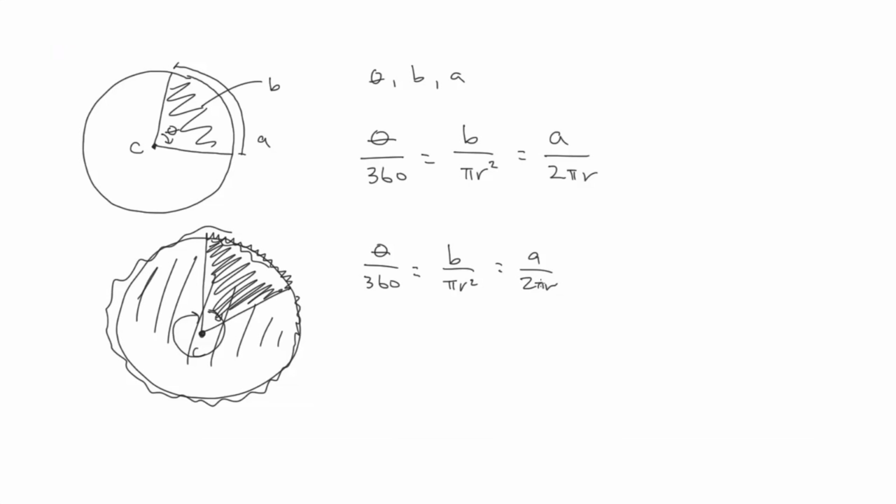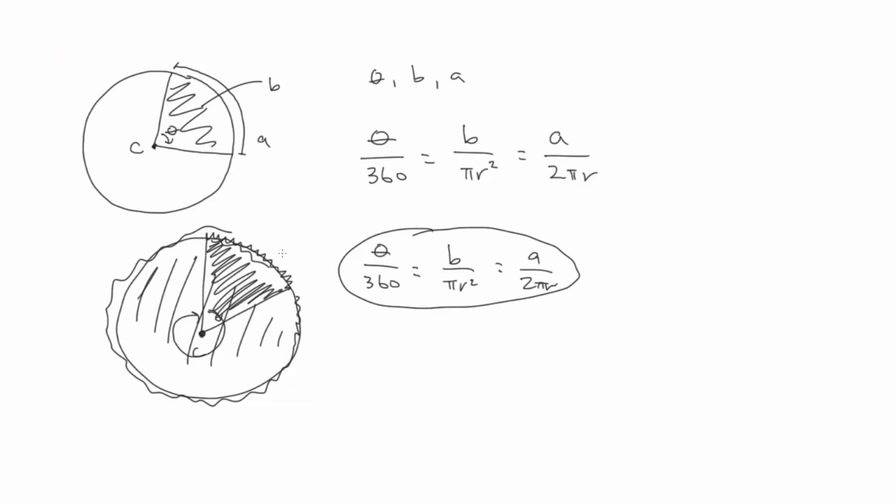So as you can see, hopefully this should make pretty intuitive sense. Just the degree divided by the total should equal the area divided by the total area available, which should also equal the arc length divided by the total circumference.